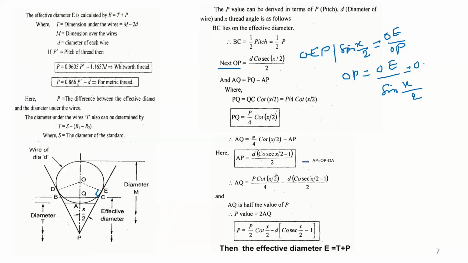What is 1 by sine theta? It is a cosecant theta. So OE cosecant x by 2. But what is OE? OE is nothing but the radius of the wire. So R, diameter by 2. Diameter by 2 into cosecant x by 2. So that is OP.